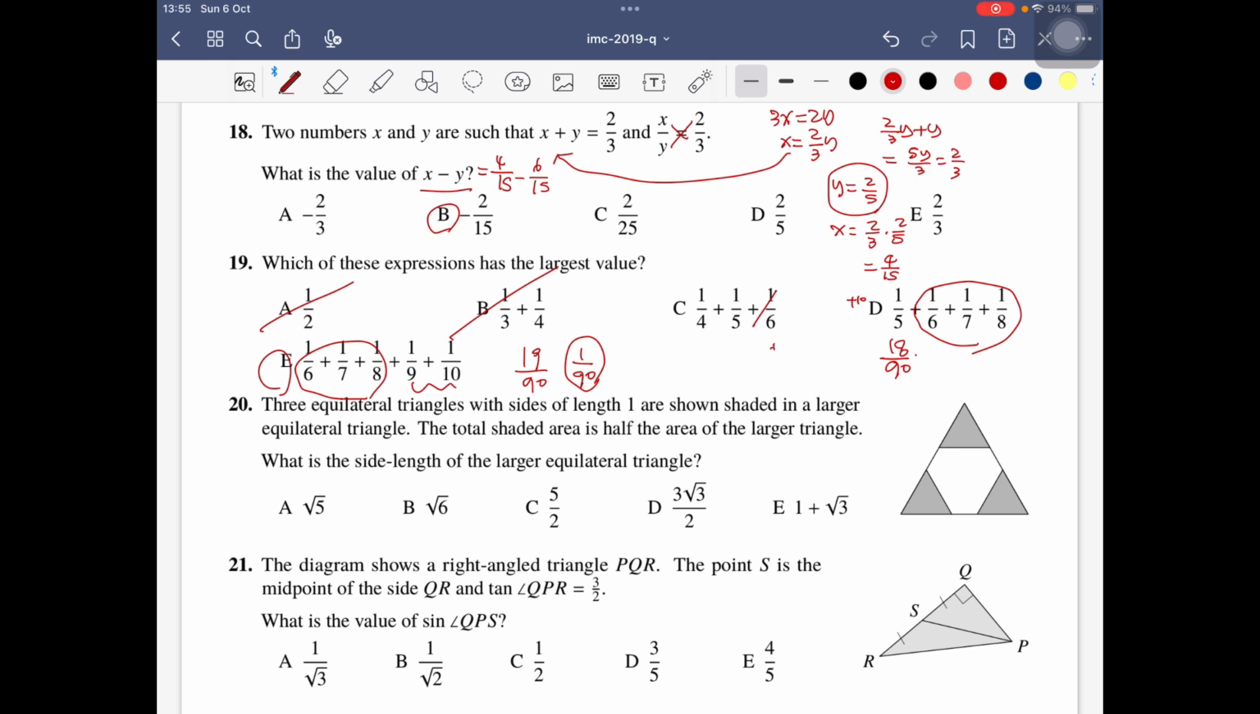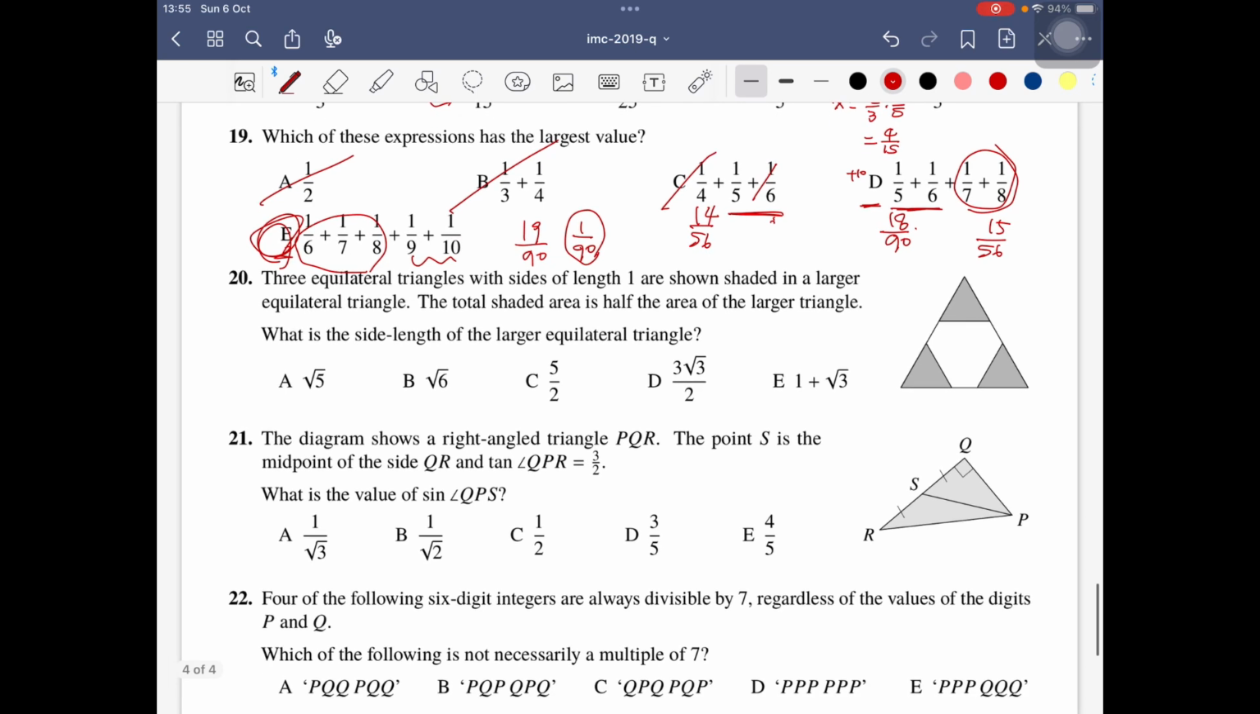So this one, let's see how much larger. This one was 15. This was 14. Sorry, this was smaller. So when we compare this and this, actually E is larger. So E is the largest one.